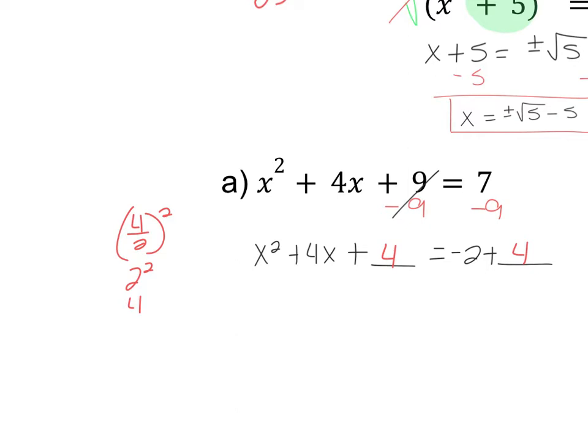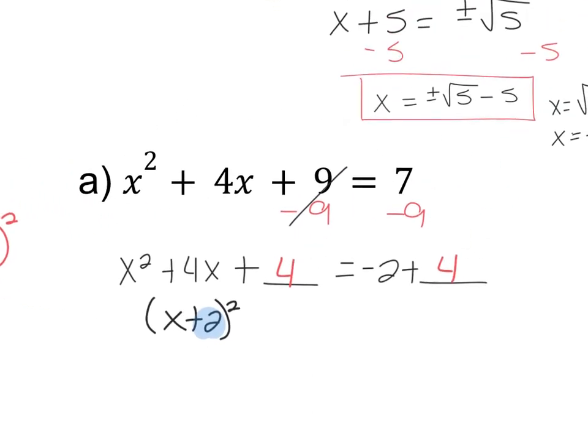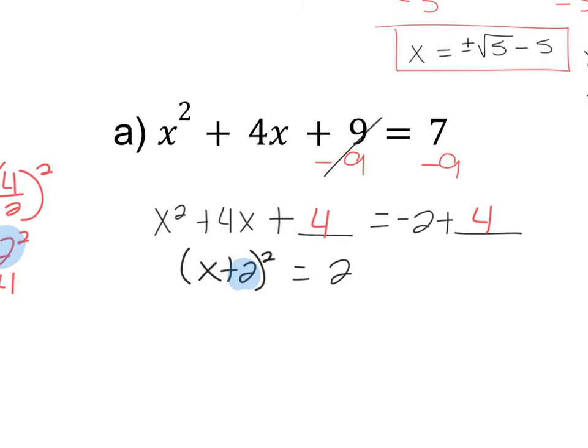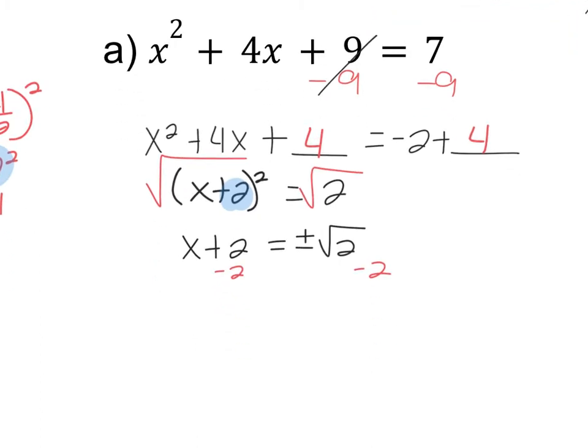So this factors out to be x plus 2 squared, because it's this number right here. And then this equals, what does that equal? Positive 2. Alrighty, we're ready to take the square root. So that just turns into x plus 2 equals plus or minus the square root of 2. Move your 2 over by subtracting it. So I have x equals plus or minus the square root of 2 minus 2.